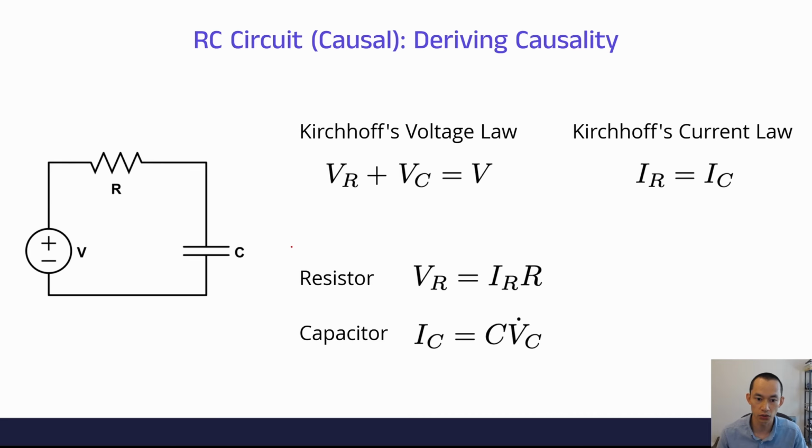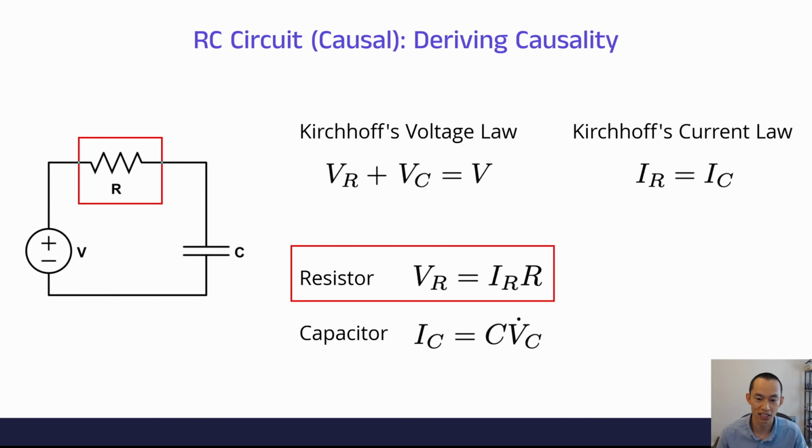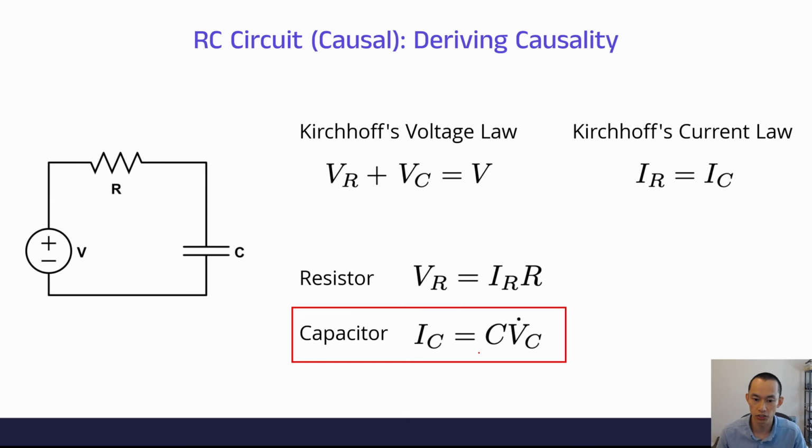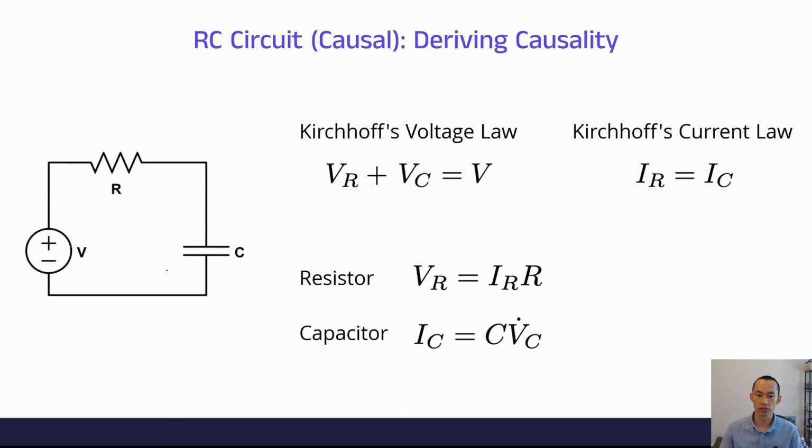And then we also have these device equations. The equation for the voltage current relationship in the resistor, otherwise known as Ohm's law, and also the current voltage relationship in the capacitor. So these four equations are a starting point, and what we want to do is derive causality from these equations. In other words, we want to solve for the differential term here, V_C dot.